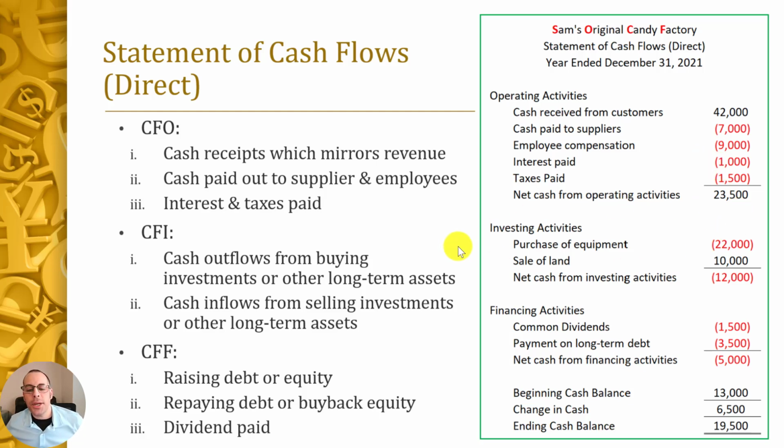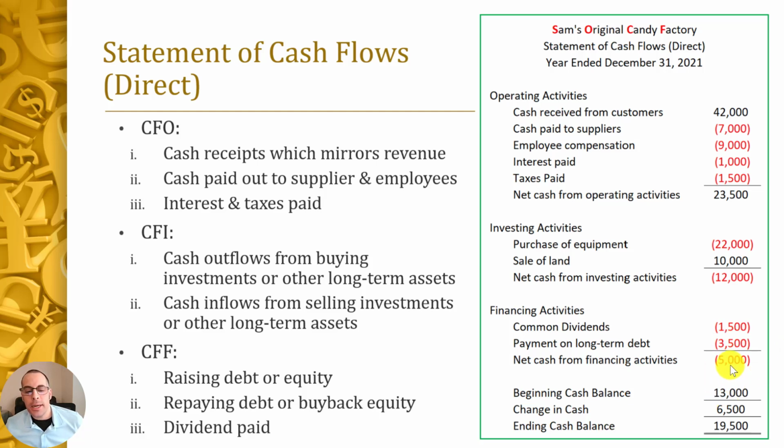In the investing section, he purchased $22,000 of equipment. That's a cash outflow. And he sold a piece of land. He received $10,000 from that sale. In his investing section, he had a cash outflow of $12,000. In the financing section, he paid $1,500 of dividends, and he paid down $3,500 on some debt. So he had a cash outflow of $5,000 in his financing section.